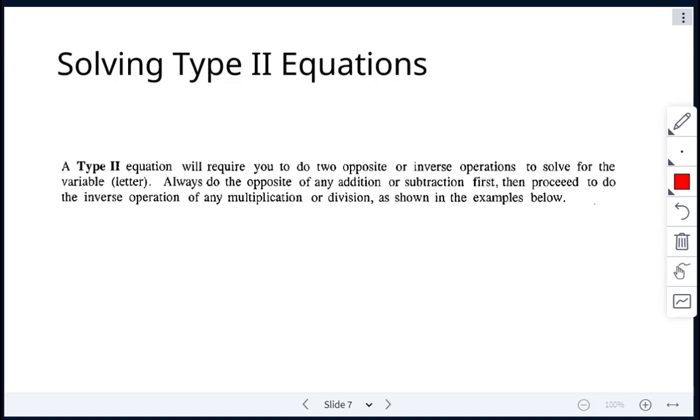All right, we have to do any addition or subtraction first. Then we will do multiplication or division. So it's like the opposite of BEDMAS. Okay, we are undoing the equation. So we're going to do addition or subtraction first, and then we will do multiplication or division. So let's look at our first example here.